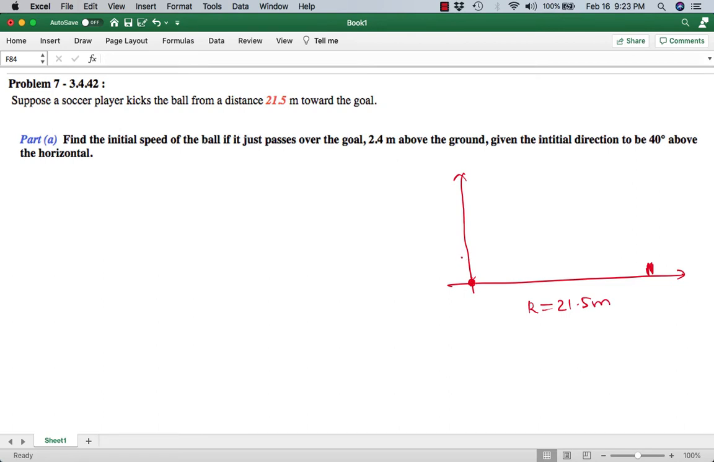and find the initial speed. Okay, so we want to find the initial speed at which the ball is kicked. So v is what, and it is kicked at 40 degrees above the horizontal plane or horizontal surface. Okay, let's try it again.